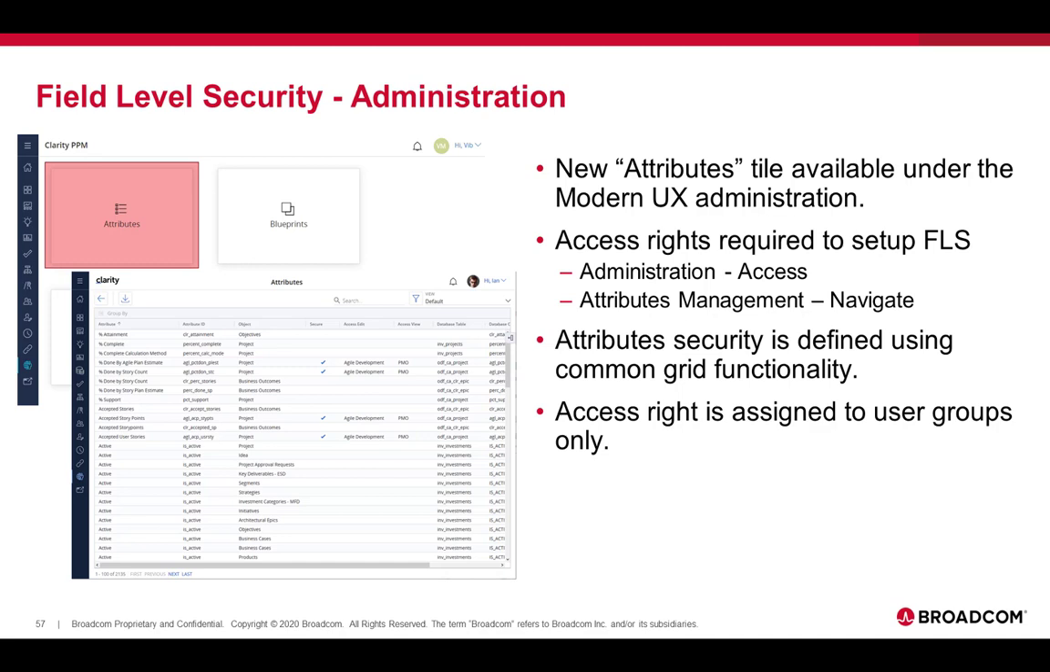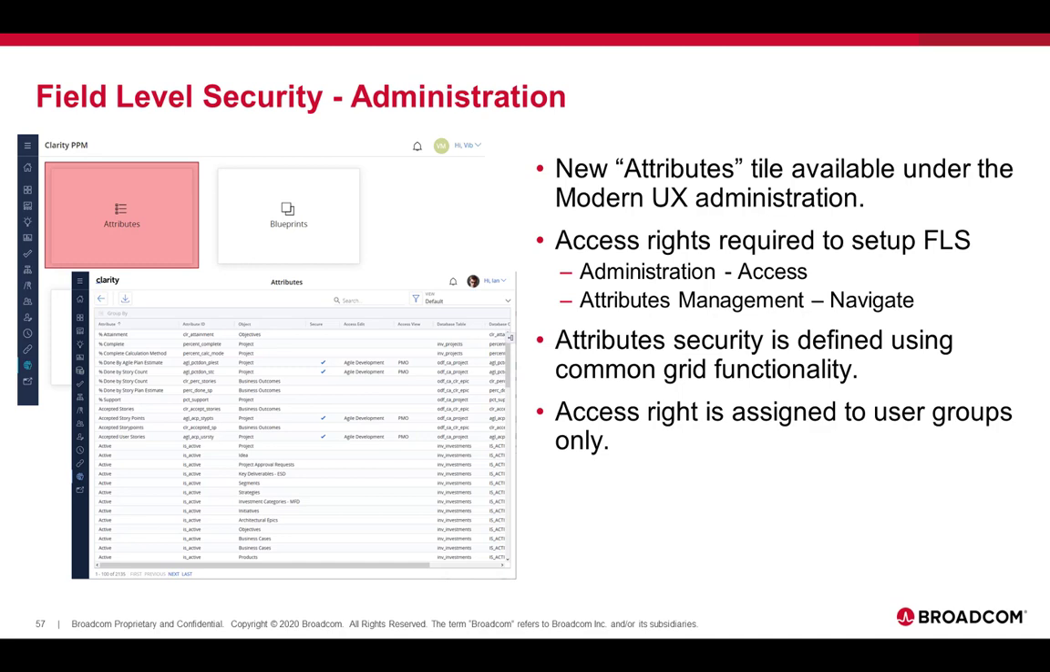The access rights that you must have in order to set up field-level security are administration access and attributes management navigate. So you need those two rights in order to be able to control field-level security in the modern UX. Attribute security is defined using the common grid functionality. So I'll show you that during the demonstration. The access right is assigned to user groups only.